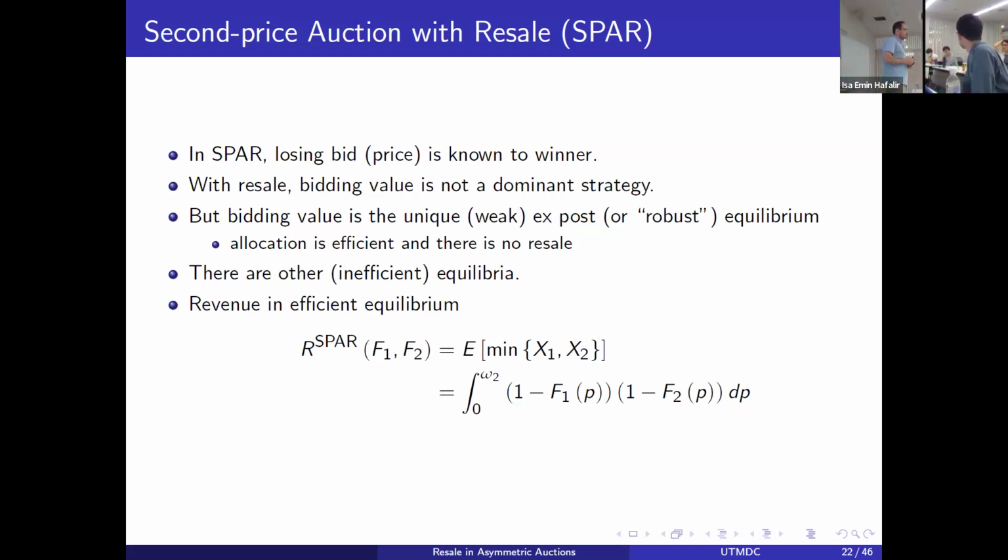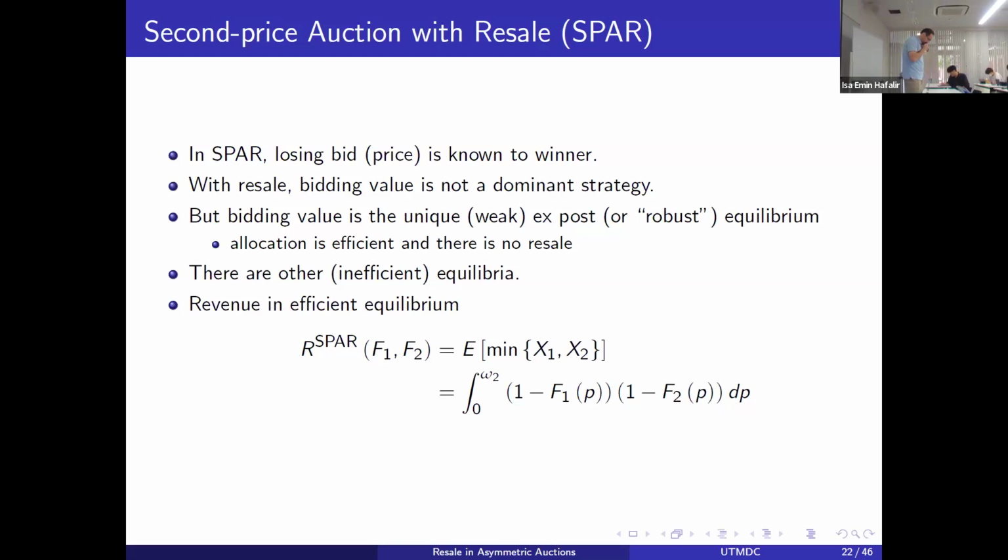Sorry, is the fact that it's not a dominant strategy easy to see here? Okay, let me try to remind myself. Why is it not a dominant strategy to bid your value? In the resale, say your opponent may do something really crazy. No, we still focus on sequentially rational equilibrium, so we do not allow for sequentially irrational behavior.